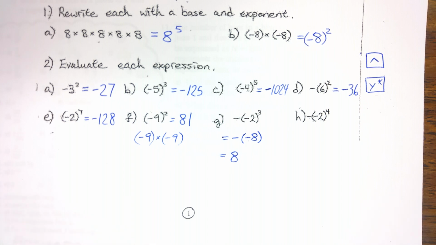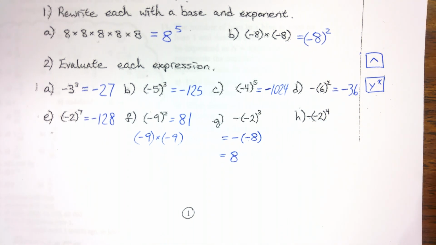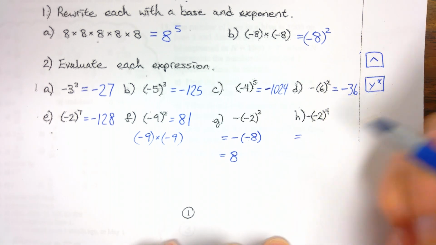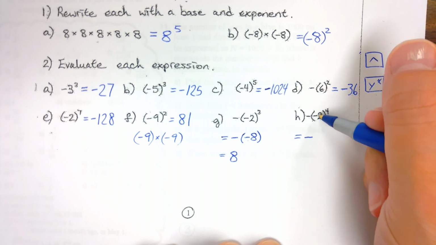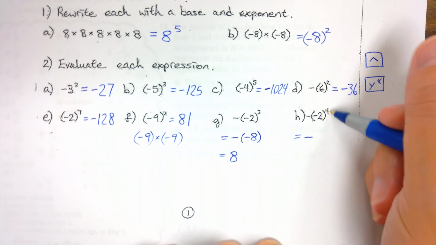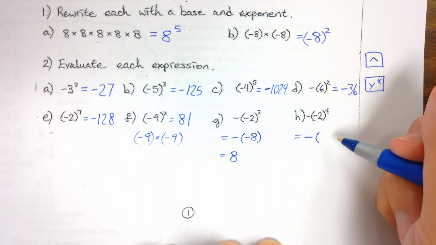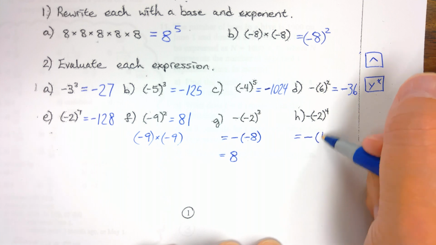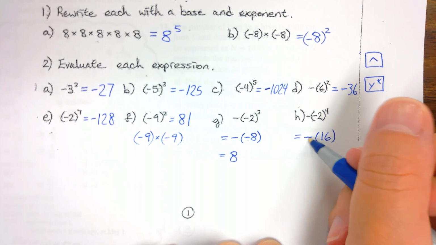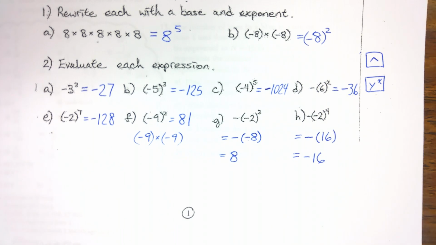Now what about H? This was actually on your last test in chapter 1. Just recapping this. Negative sign on the outside, and then negative 2 to the power of 4. So negative 2 times negative 2 times negative 2 times negative 2, which gives you positive 16. And then negative with a positive, you get negative 16. That's your answer.